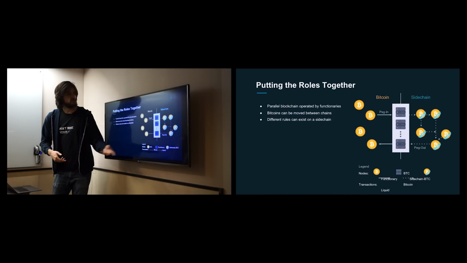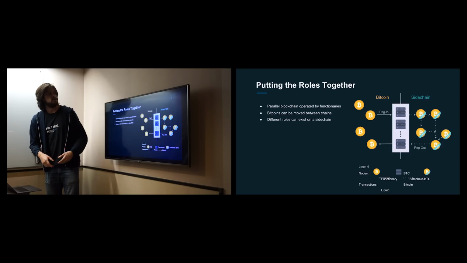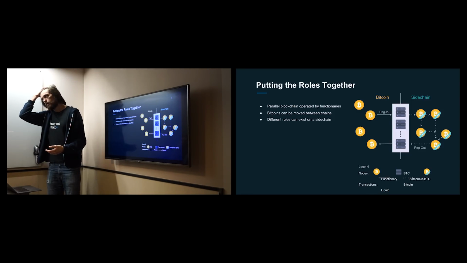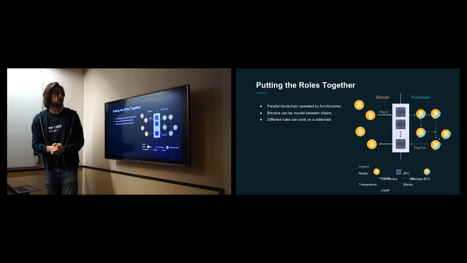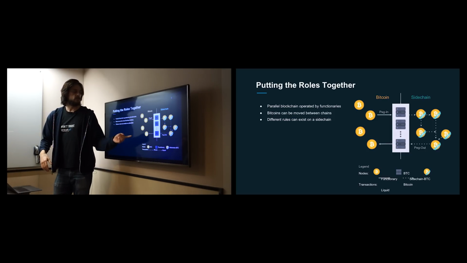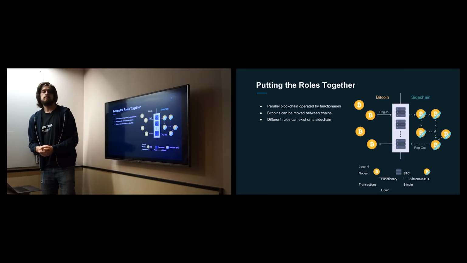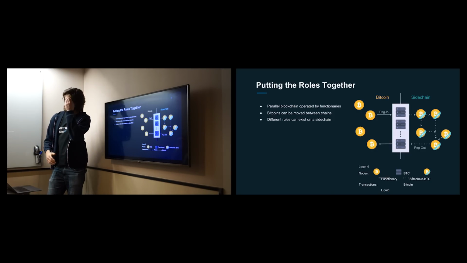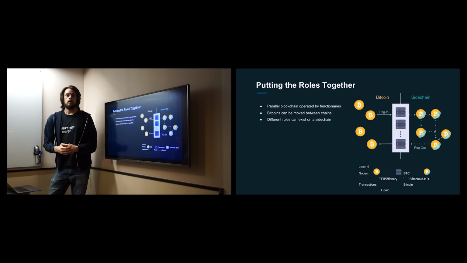So they essentially form a separate blockchain operating on the side. Users can send Bitcoin in, and they'll get issued one-to-one backed Bitcoin on the sidechain. They can be moved around and then pegged out at will. And as long as the functionaries are online doing their job, you have your sidechain, and now you can play around with all sorts of rules on that sidechain.